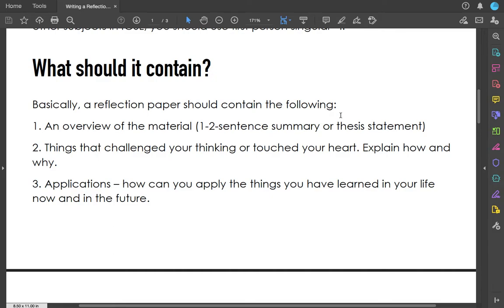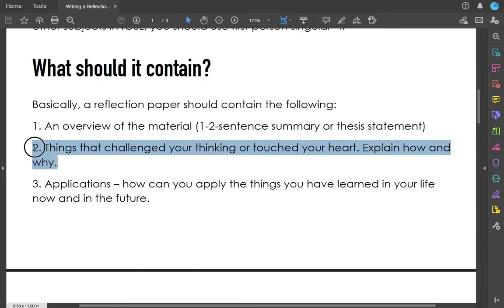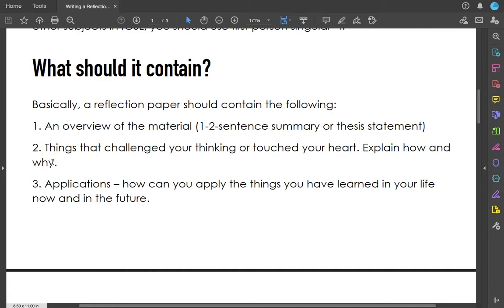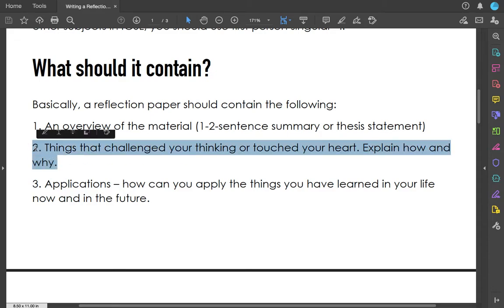Okay, so after you provide an overview of the material, you should also include the things that challenged your thinking or touched your heart and explain how and why. Someone got it. Very good. So this is the reflection part. Okay? This is the time you talk about your actual reflection. Why did it challenge you? Why did it touch your heart? Yeah, so this is the most important part.